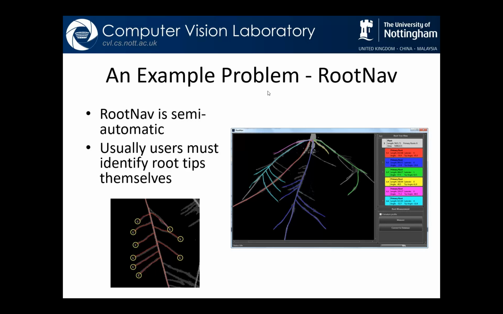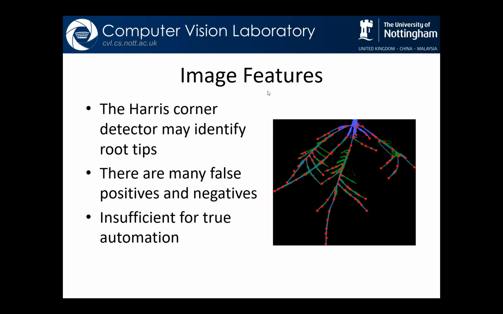Now, I did, at the time, attempt to find tips, and what I used was something called a Harris corner detector. So you can see the results on the right-hand side. A Harris corner detector is basically a very low-level image feature that essentially finds anything that looks a little bit like a corner. And suffice to say, it didn't work because there's a lot of them, right?